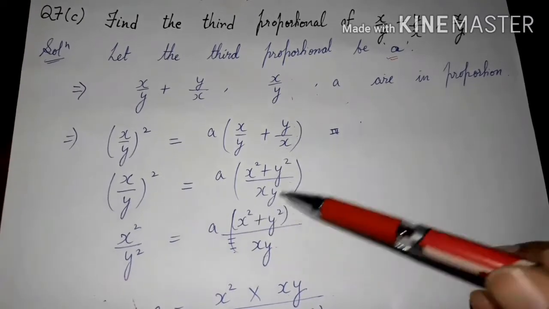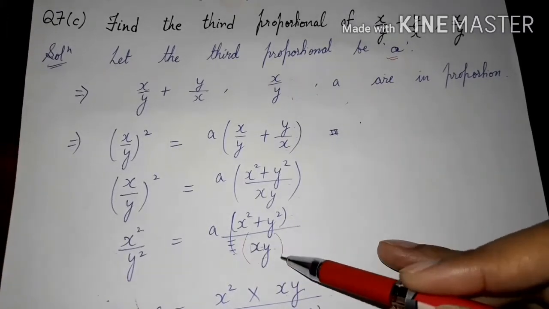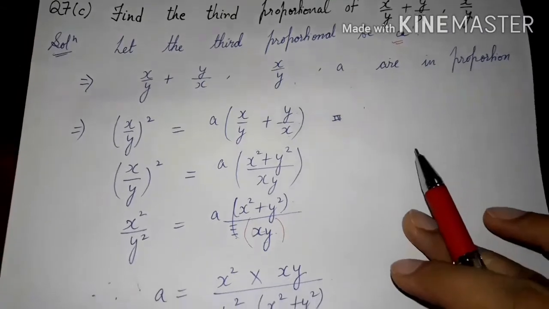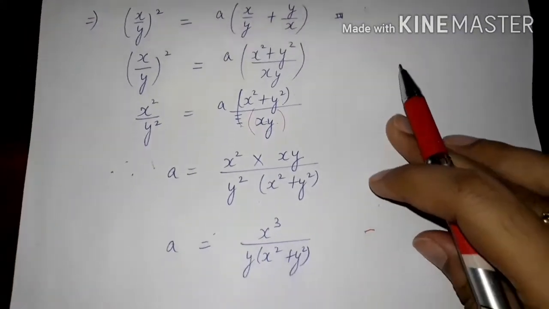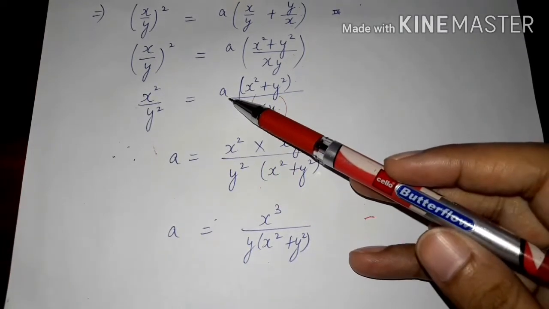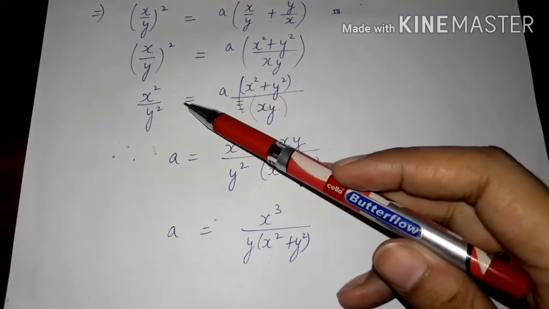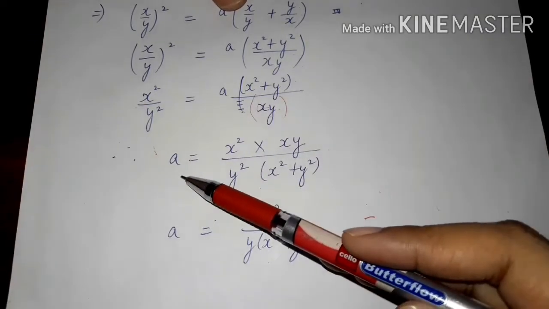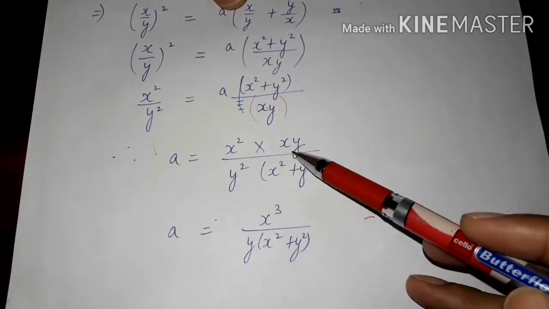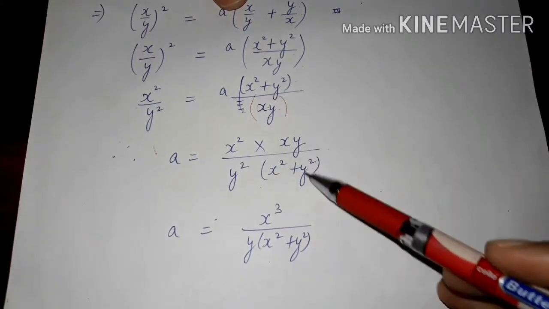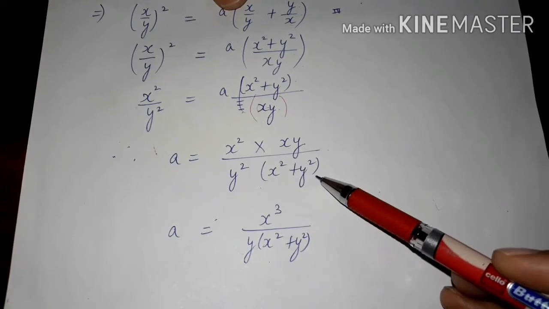So we have separated all the four values so that we can cross multiply. So here, you can see, after cross multiplying we'll make a the subject. This will go to the numerator, this will come to the denominator, and we're left with a. So a is equal to x square into xy upon y square into x square plus y square.